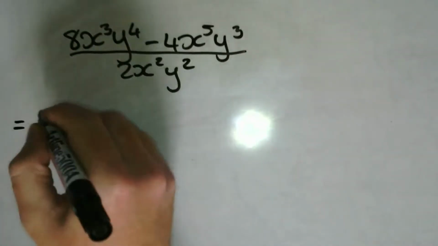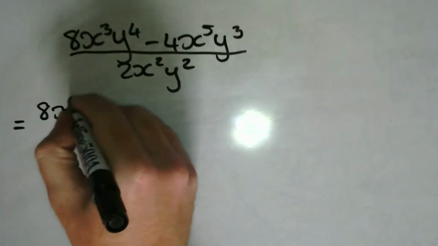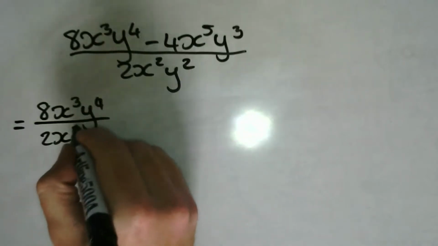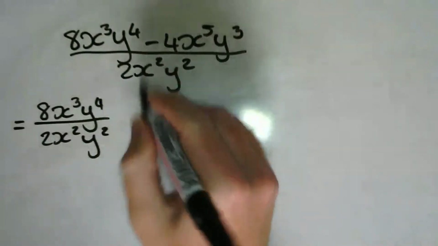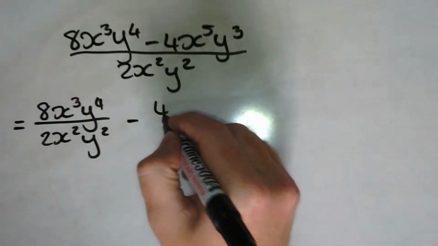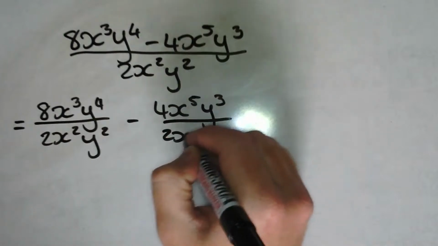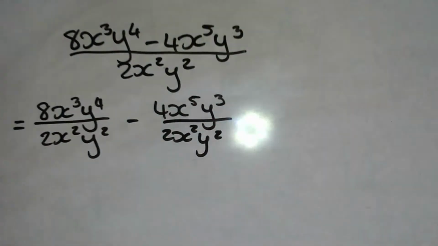Okay, so I need to have 8x cubed y to the power 4 over 2x squared y squared, minus 4x to the power 5 y cubed over 2x squared y squared.